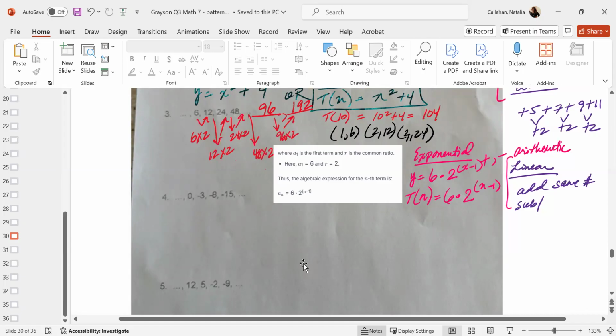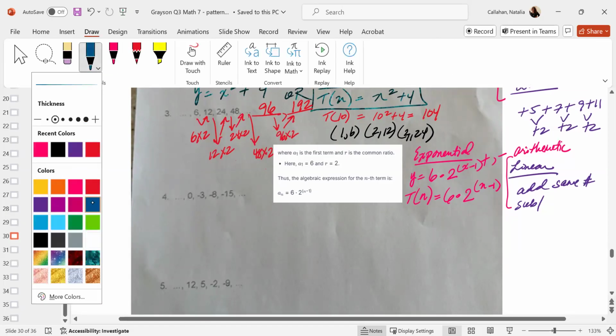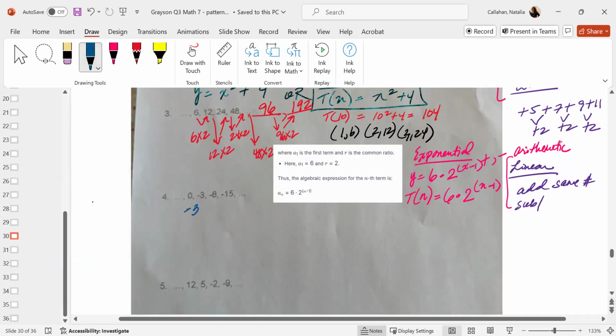Okay, number 4. Did you do number 4? What is the pattern there that you see? How do you get from 0 to -3? Try again, please. How do you get from -3 to -8? And then what do you think from -8 to -15 is? Do you see it's odd, right? I have a feeling, but the difference between these two is 2, 2, 2.